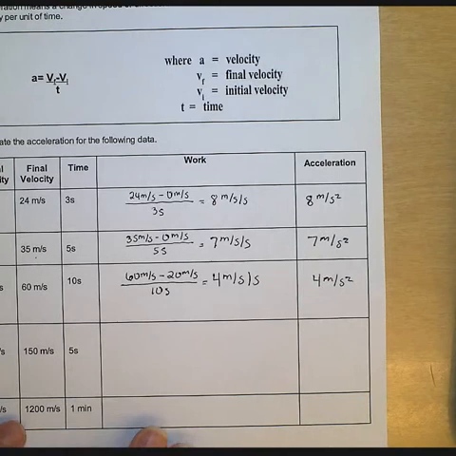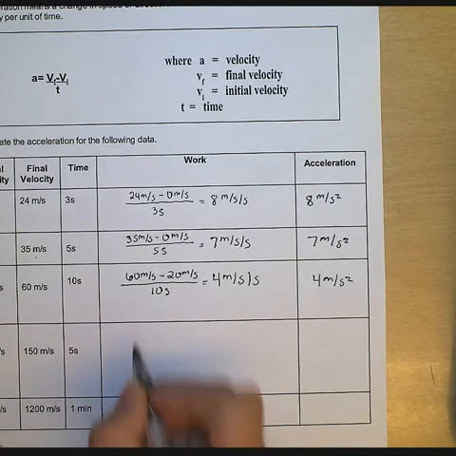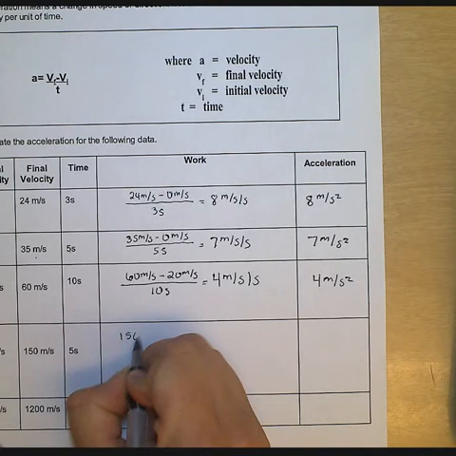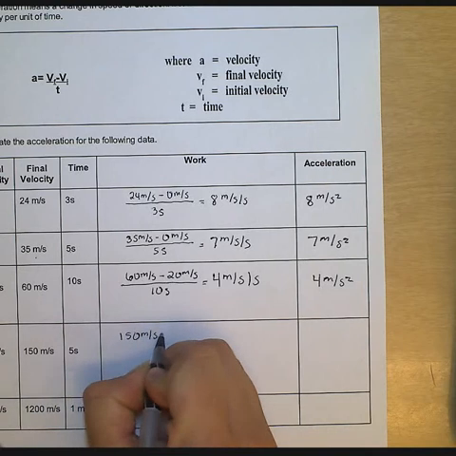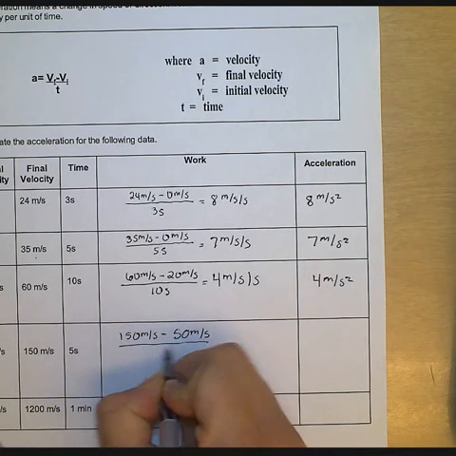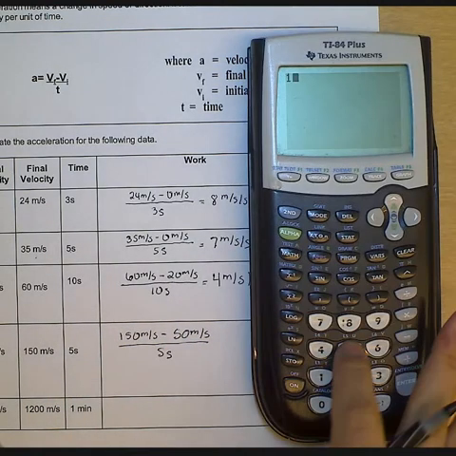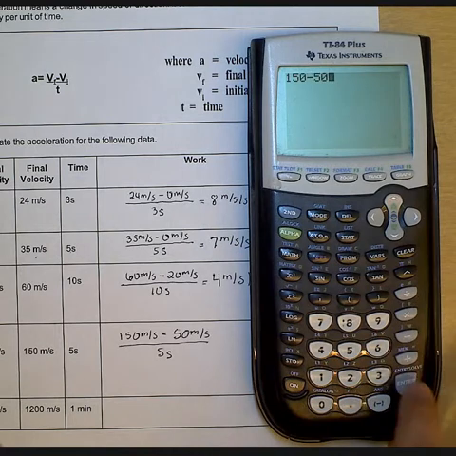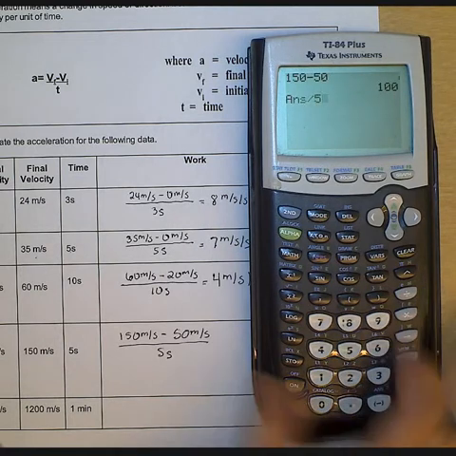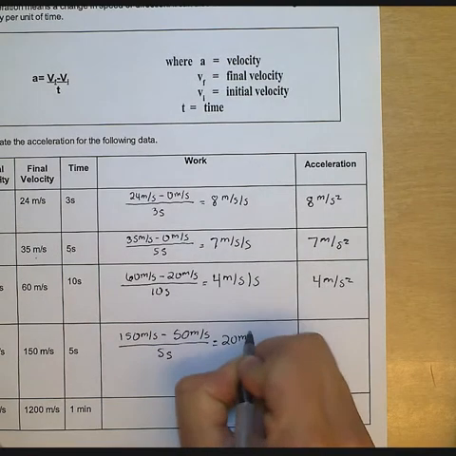Number 4. I have an initial of 50 meters per second, a final of 150 meters per second, and a time of 5 seconds. So I'll do my final minus my initial divided by my time. Gives me 20 meters per second.